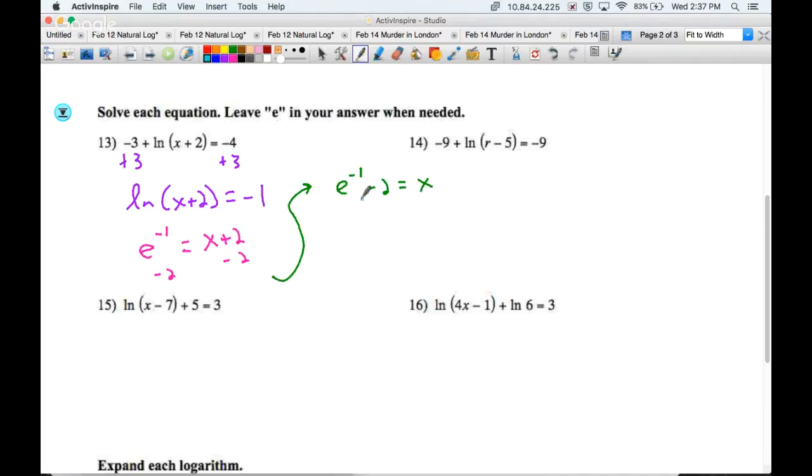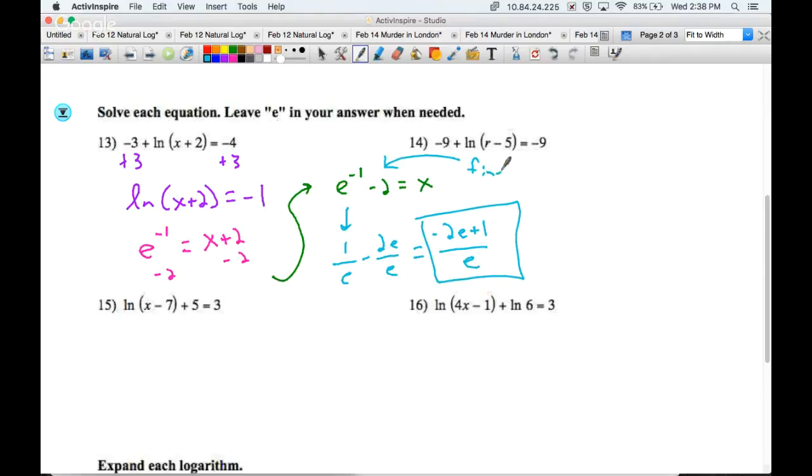To get the answer that's in the answer key, they do a little bit more work. They combine these two values into a single fraction. E to the -1 is the same as 1 over e. And -2 is the same as -2e over e. Those e's will cancel out. This here gives us -2e plus 1 all over e. That's the answer in the answer key. This is a fine answer. Being able to get here will serve you just fine on any test or quiz about this material.